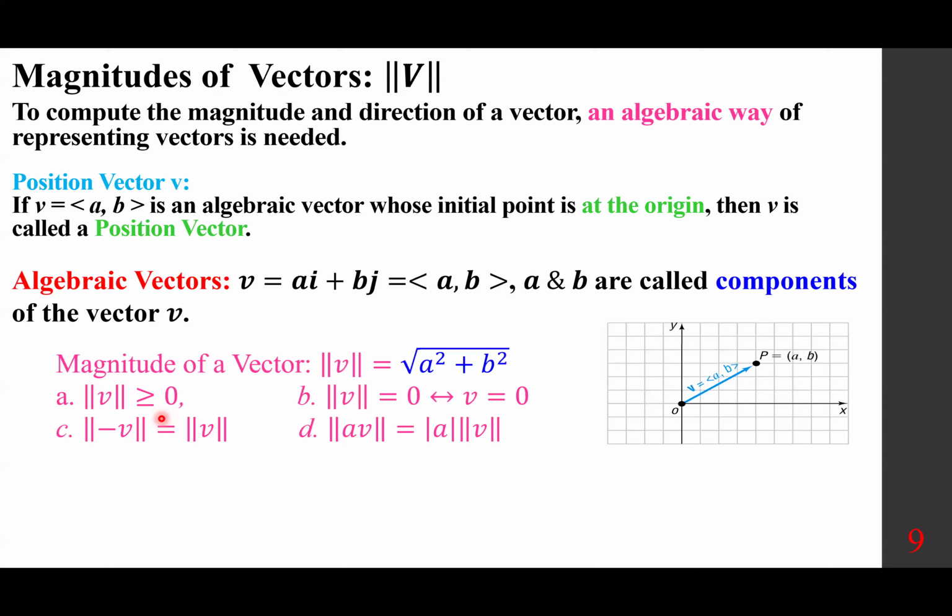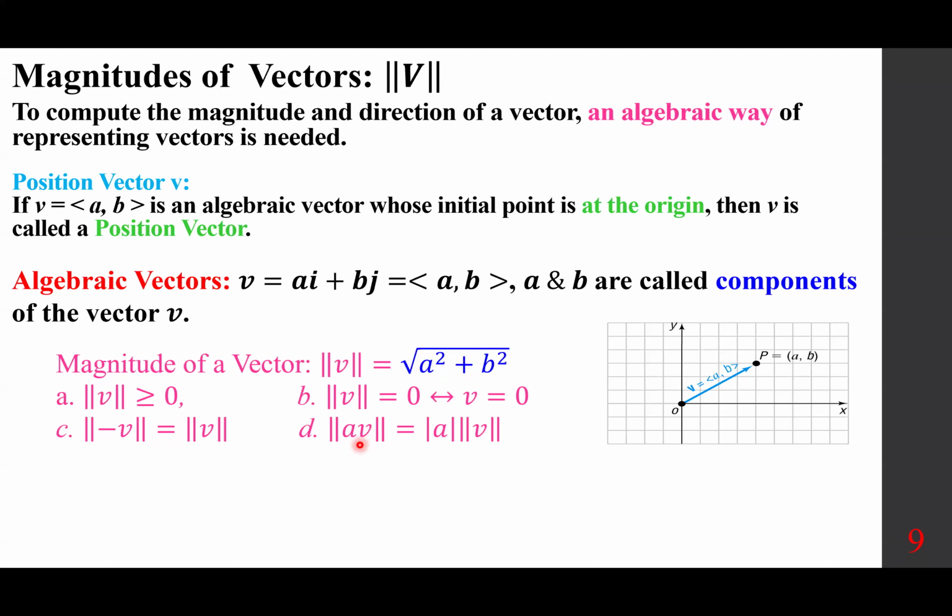The magnitude is either positive or zero. The magnitude of two vectors that are opposite must be identical. So the magnitude of V and minus V are the same. If the magnitude is zero, the vector must be zero. So this can only be zero if both components are zero. And that means you're talking about the zero vector.